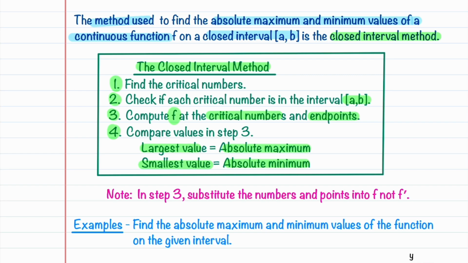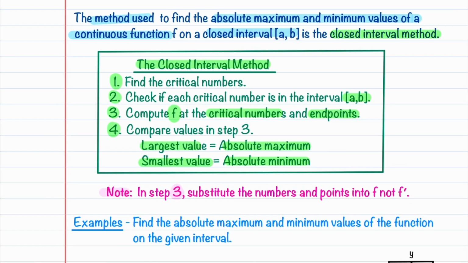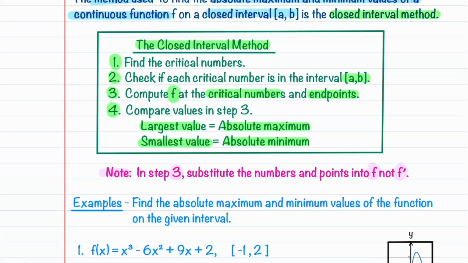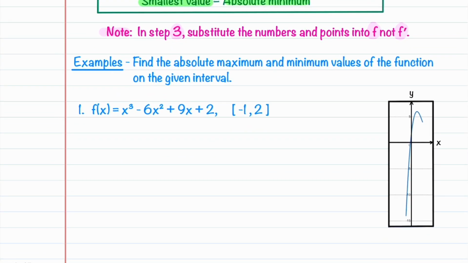I want to highlight one of the mistakes I see students make the most when they're doing the closed interval method. And that is, in step 3, it's so easy to substitute the critical numbers and the endpoints into f prime, but you don't want to do that. You want to make sure that you plug them in to f. Let's now walk through some examples.